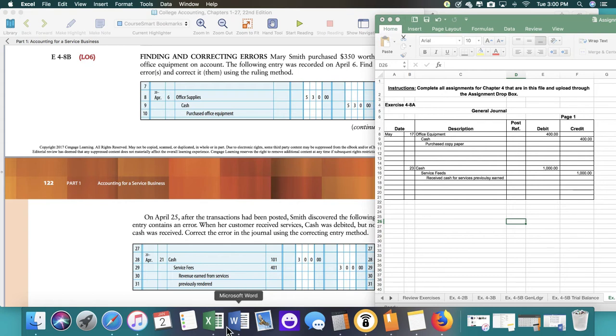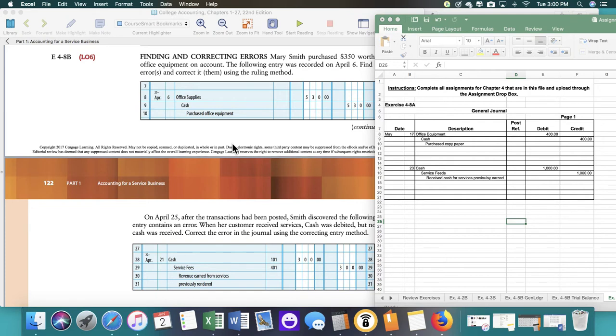So basically what we're given is two entries, but both entries are incorrect, and we're asked to use two different methods to correct them. So the first one is the ruling method. And so again, these are all in your textbook.